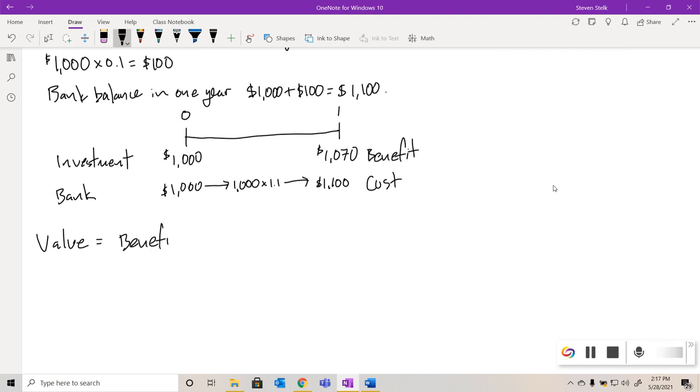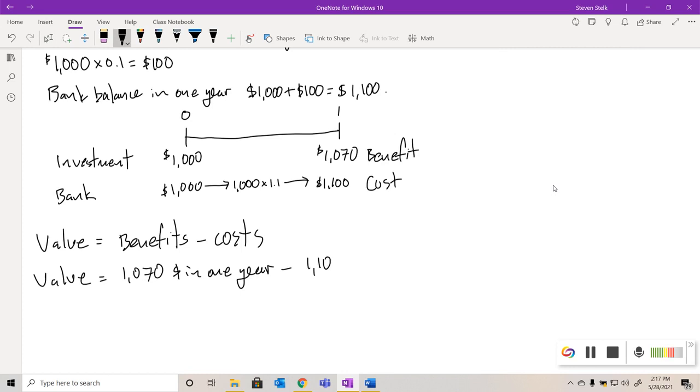All right, so the benefits minus the costs. Now we've got the benefits of $1,070 in 1 year minus the cost of $1,100 in 1 year is equal to negative 30, right? So 1,070 minus 1,100, that's negative $30 in 1 year.